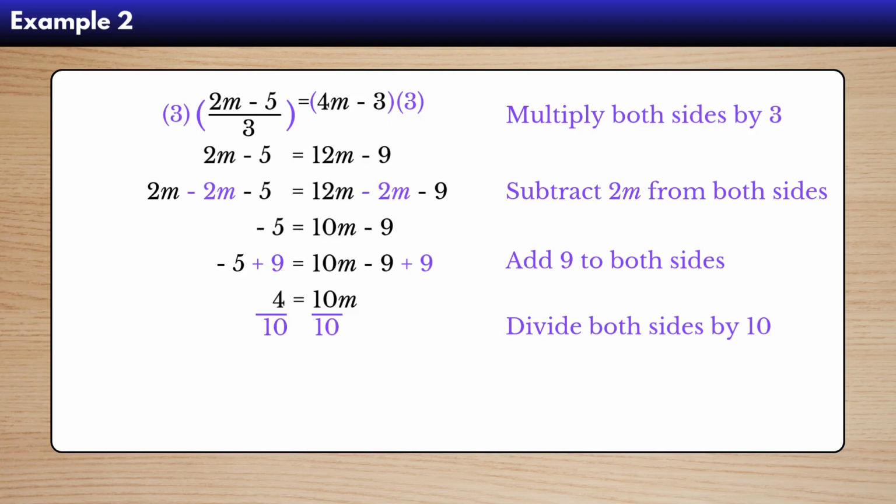4 and 10 are both even numbers, so we know they have a common factor of 2. So let's divide both the numerator and the denominator by 2. 4 divided by 2 is 2, and 10 divided by 2 is 5, giving us the solution m is equal to 2/5.